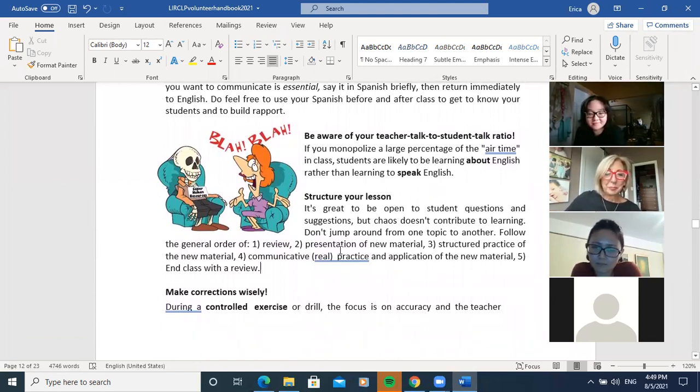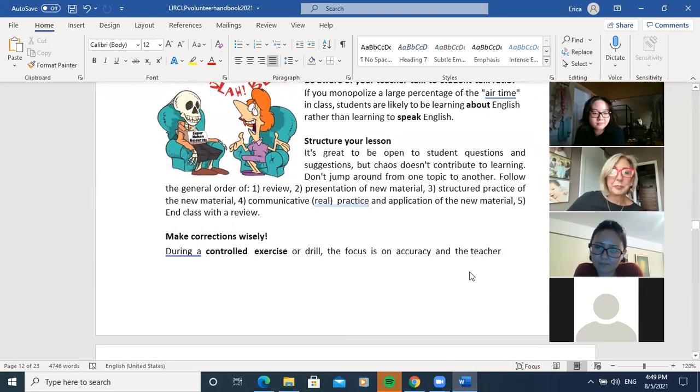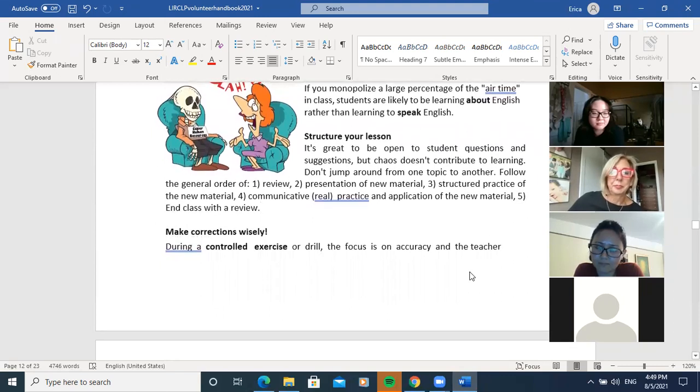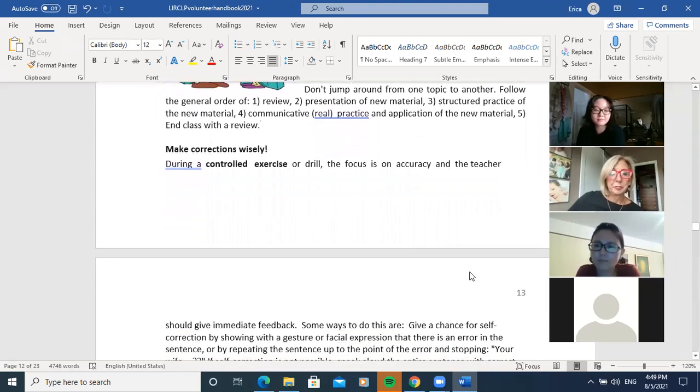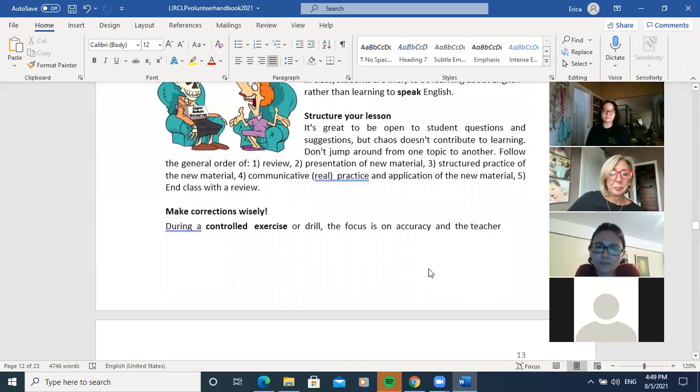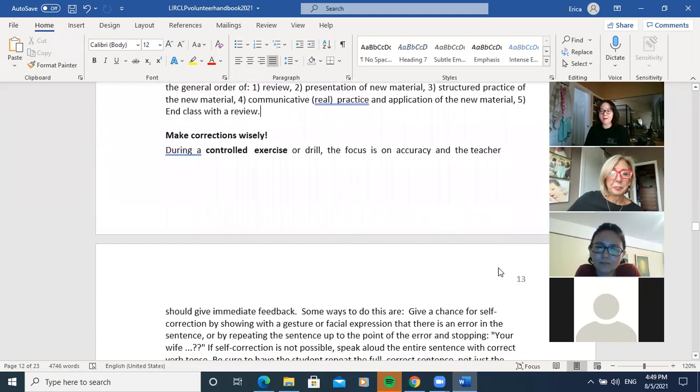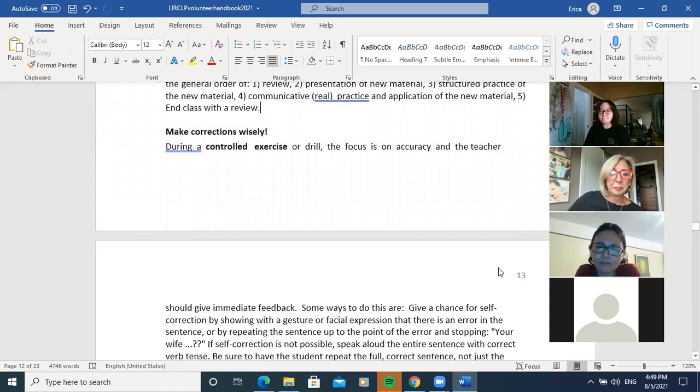Okay, and we talked about structuring your lesson. You don't have to do the exact structure, any certain structure, but it's nice to have a structure so your student knows what to expect each lesson. And then make corrections wisely. Do you think you should correct every mistake you hear or see?